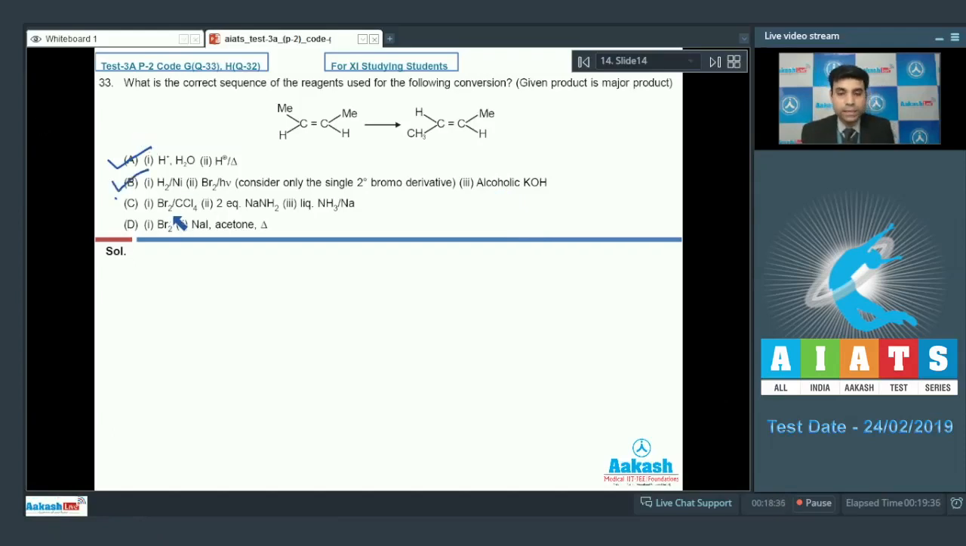Now if I talk about C option, here we have Br2 and CCl4. So Br2 and CCl4 will give us anti-addition of bromine. So Br will be added. When we use 2 equivalents of sodamide, NaNH2, it will eliminate 2 moles of HBr, giving us 2-butyne. Sodium and liquid ammonia gives us trans alkene on reduction of but-2-yne. So this is also the correct sequence. Then we have Br2 and NaI in acetone. In this case, cis alkene will be formed again. Hence, this is not the correct sequence. Therefore, the correct answers for this question are option A, option B, and option C only.